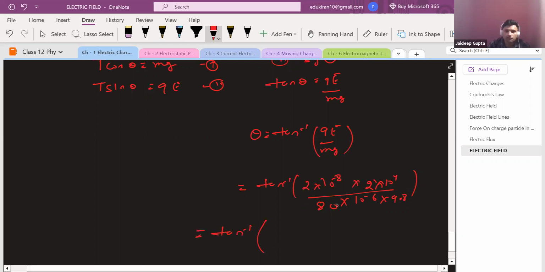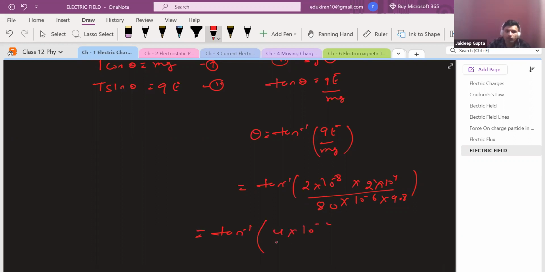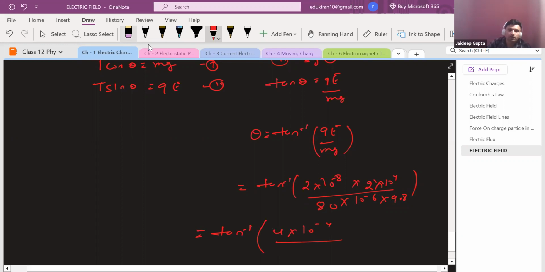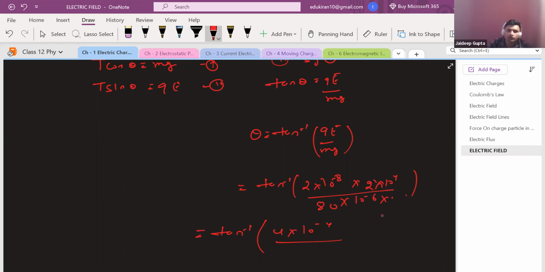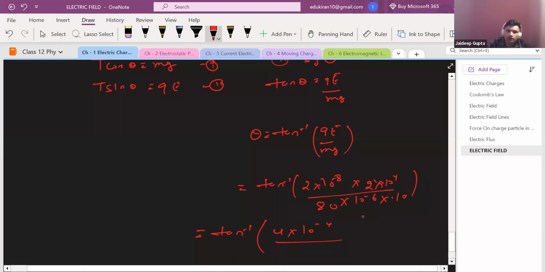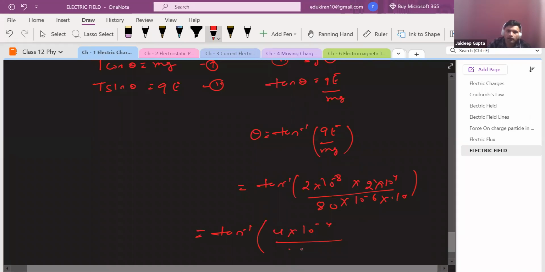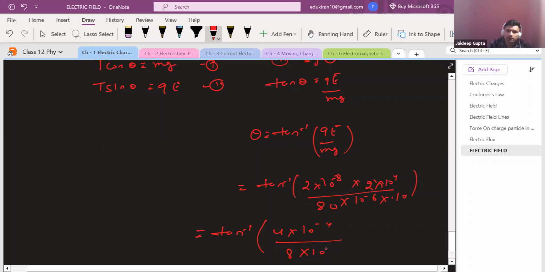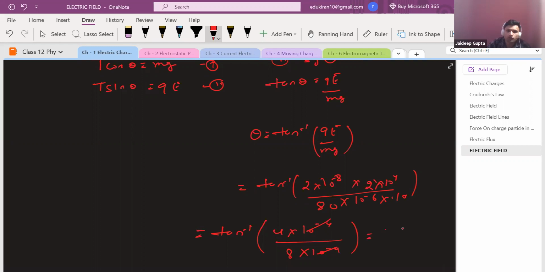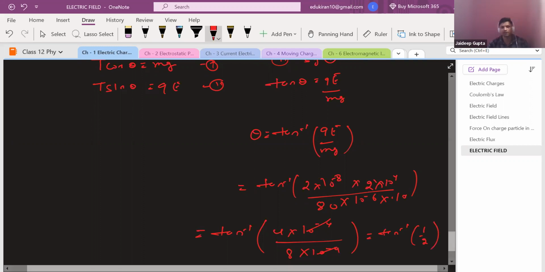Tan inverse. Now solve it. 4 into 10 raised to power minus 4 over 80 into 9.8. For simplicity, in this question, we can assume g is 10. If it is 10, then 8 into 10 raised to power minus 4 in the denominator. These two will cancel out. So tan inverse 1 over 2. Okay, this is the final answer.